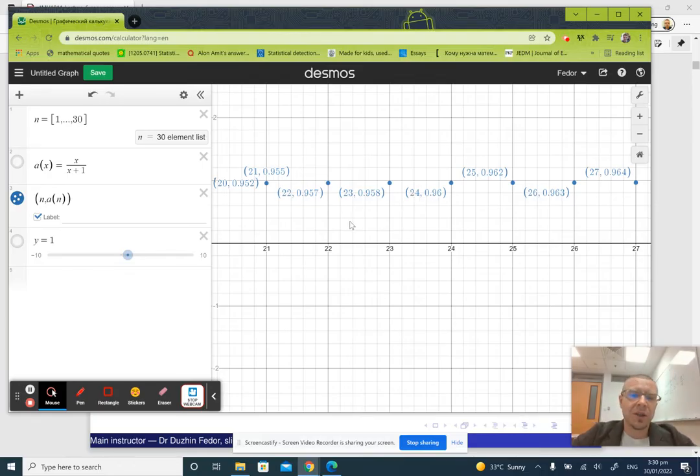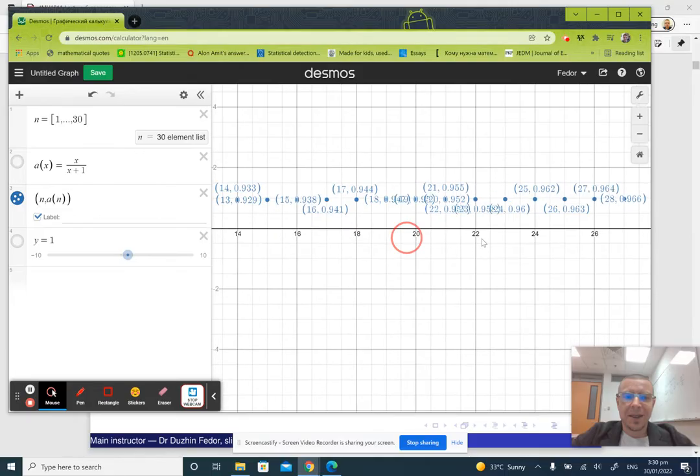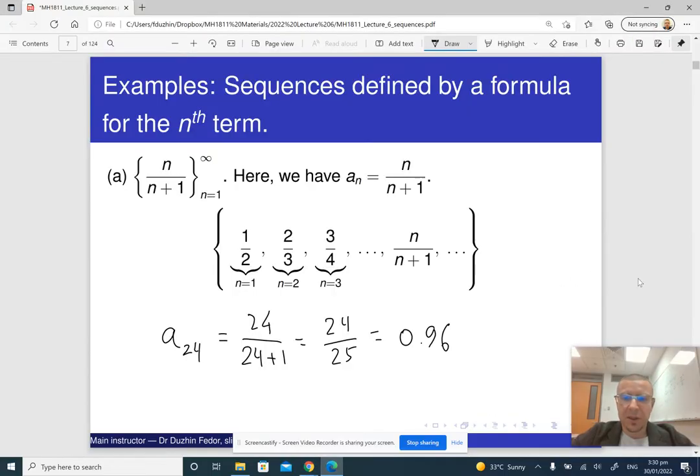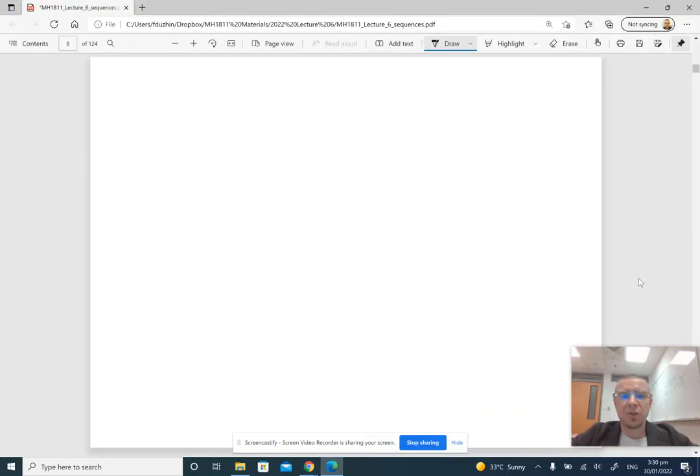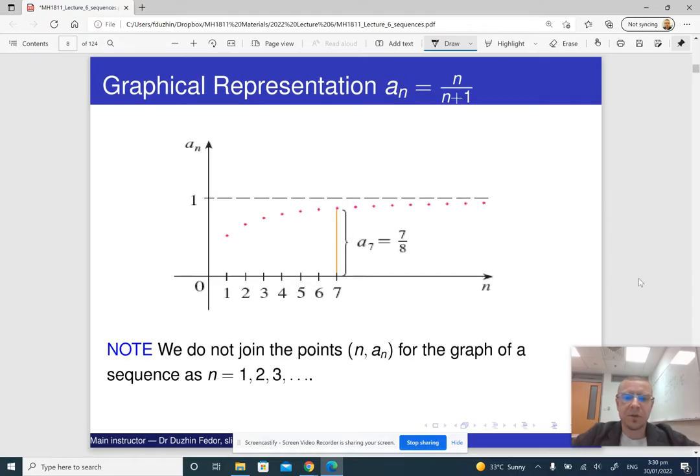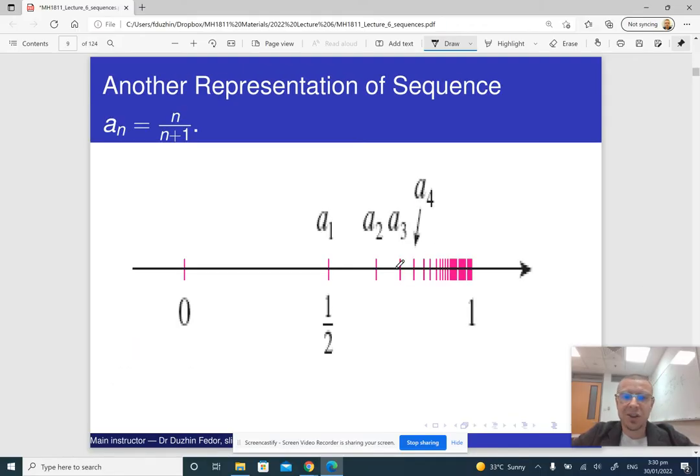Okay, so this is one way to visualize the sequence. The second way to visualize the sequence is probably not so good. But here is the first way, and the second way is like this. It's just along the x-axis, and we essentially plot points whose x coordinate is a_n and whose y coordinate is just 0.